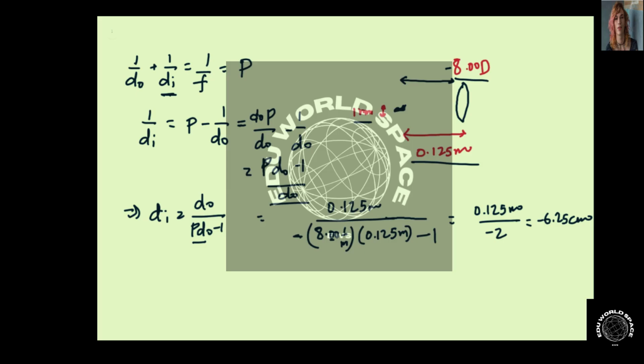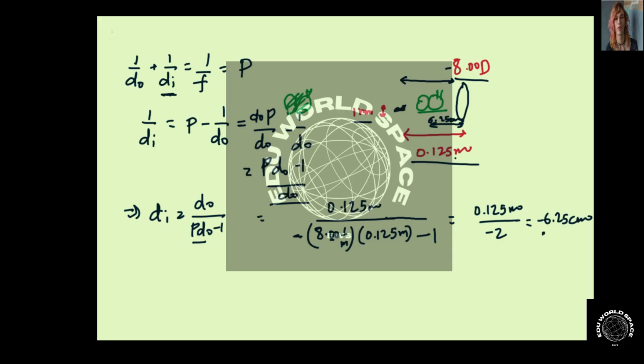Now, notice that this image distance is negative. It's because the image is a virtual image which forms behind our real object. So we'll see that the ant is over here, but at a larger size, and this distance will be 6.25 centimeters, which is half of 0.125 meters.